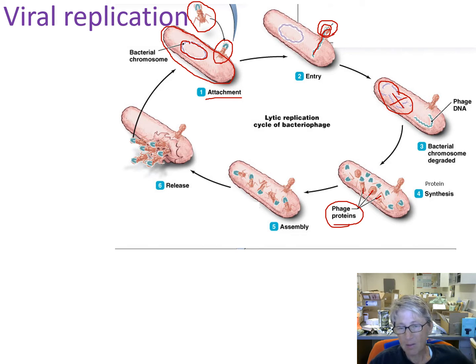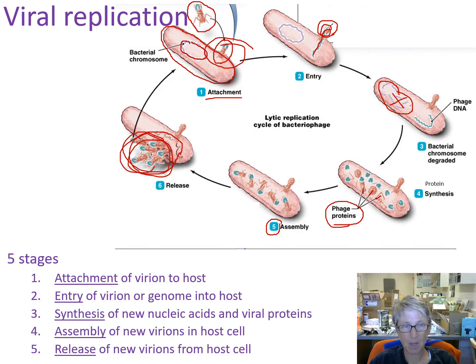And then there's the process of assembly. So all these pieces from the phage proteins will be assembled together, and then the bacteria will lyse, or open up, and these new bacteriophages are released from the bacterial cell. So one virus got in, but look, it used the cell machinery of the bacteria to make all these new infectious phages, aka bacteriophages. And here's the 5 stages: attachment, entry, synthesis, assembly, and release.